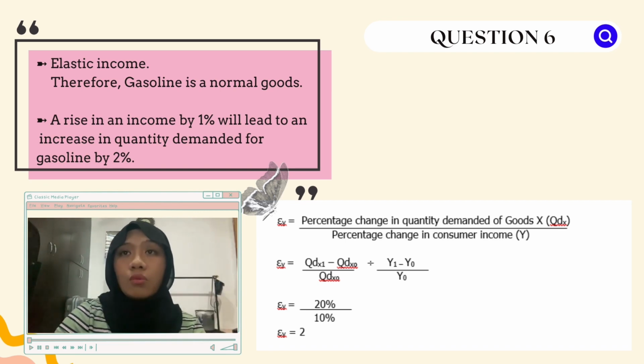consumer income Y. So the answer that we got is 2. Therefore, gasoline is a normal good. A rise in income by 1% will lead to an increase in quantity demanded for gasoline by 2%.